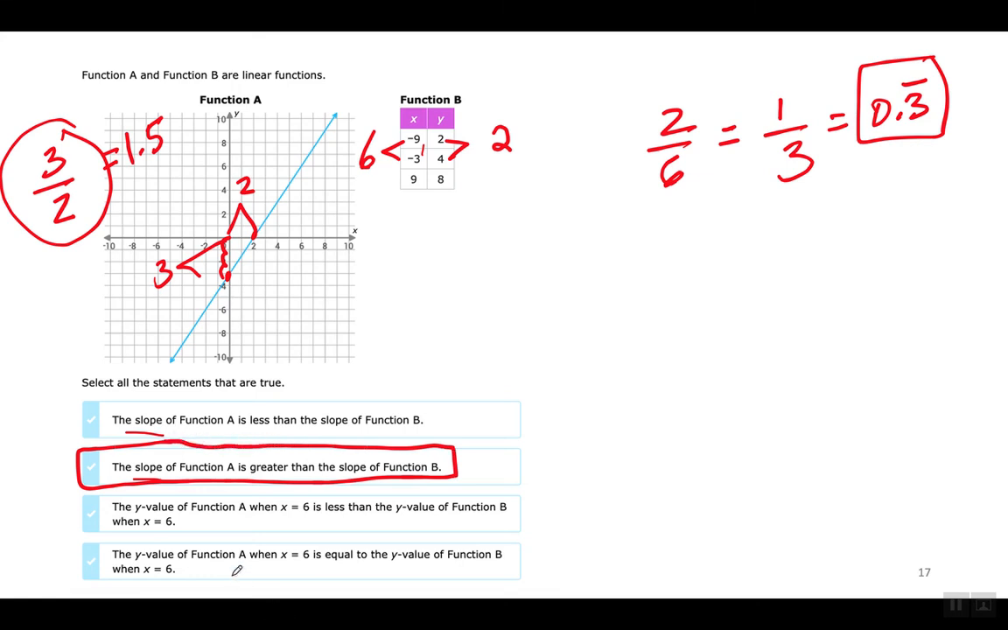Now for the second part, I have to compare the y value of function A when x equals 6 versus the y value of function B when x equals 6. Before I get rid of this information, for function A, I can just look at the graph. When x equals 6, y equals 6. So that one, I don't have to do anything.